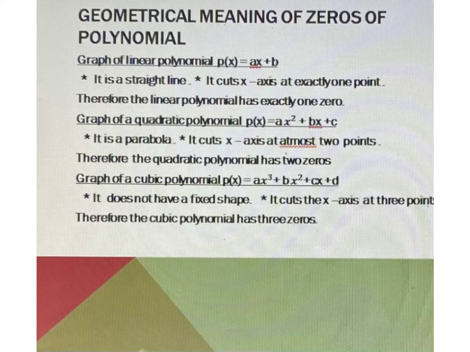If we consider the graph of a cubic polynomial whose general form is ax cube plus bx square plus cx plus d, then it does not have any fixed shape. It cuts the x-axis at 3 points. Therefore, the cubic polynomial has 3 zeros. This can be asked in the short answers.